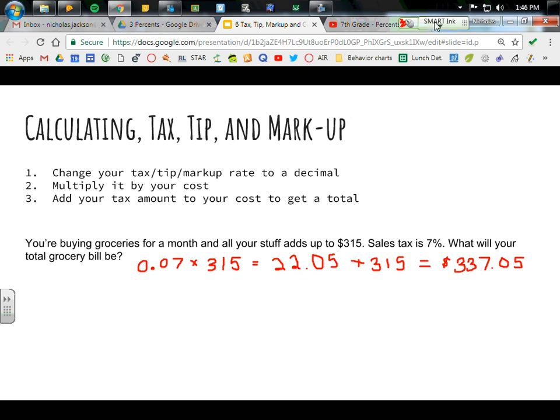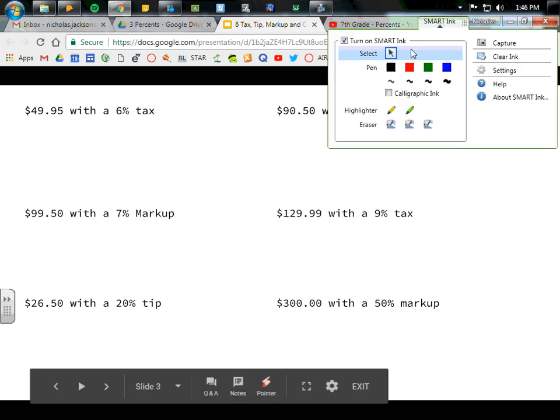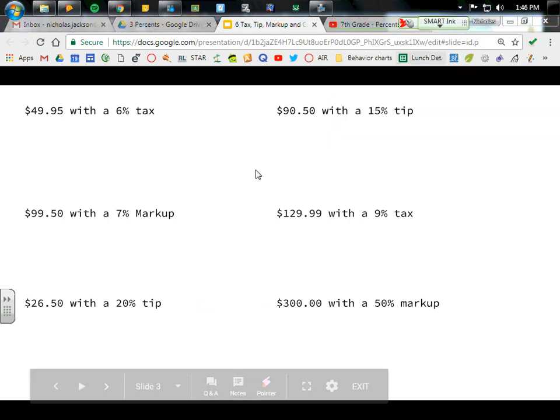All right? Okay, all of these problems will be done similarly. Tax, tip, and markup are all going to be following those steps. All right, here's a few more problems. So let's just do a few together.